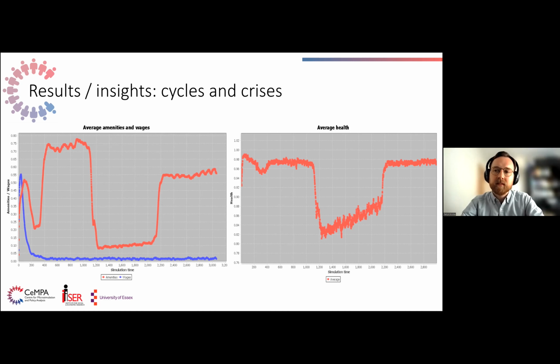And this is correlated with the level of health in the model. Whenever the level of amenities in the model is high, health is high. Whenever it is low, health decreases as well.